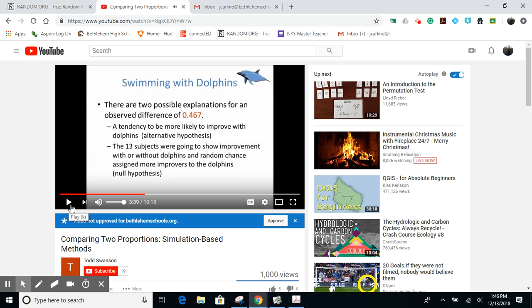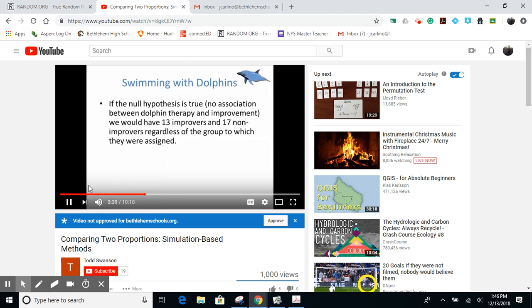So you see what they're saying there is, why did this occur and why was it so large? Well, one of two ways. The dolphins actually worked, or it was just by random chance we put more improvers into the dolphin group. We got to figure out which one it is. We all good? I'm trying to go as slow as possible. Sorry if it's boring some of you. Actually, no, I'm not sorry.